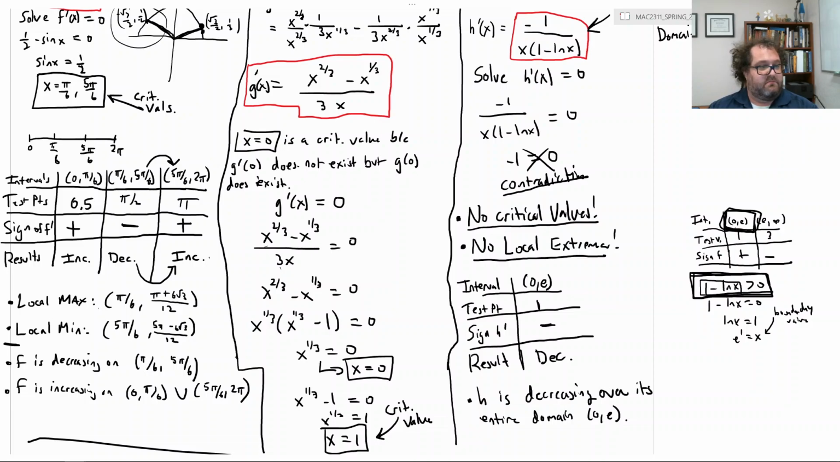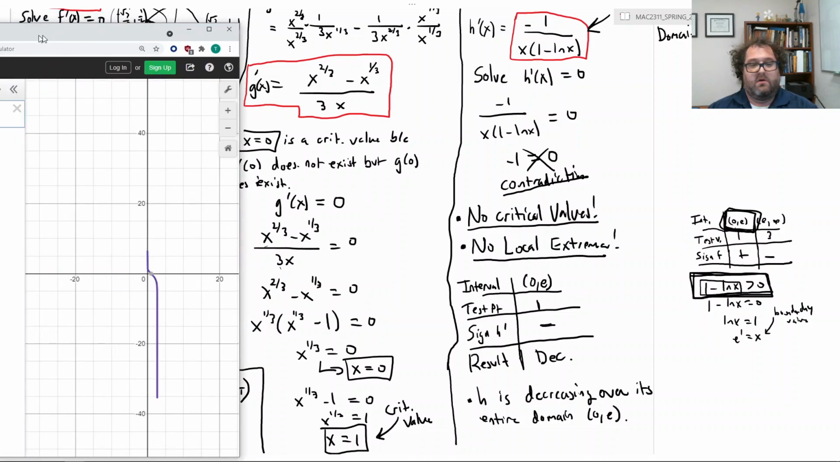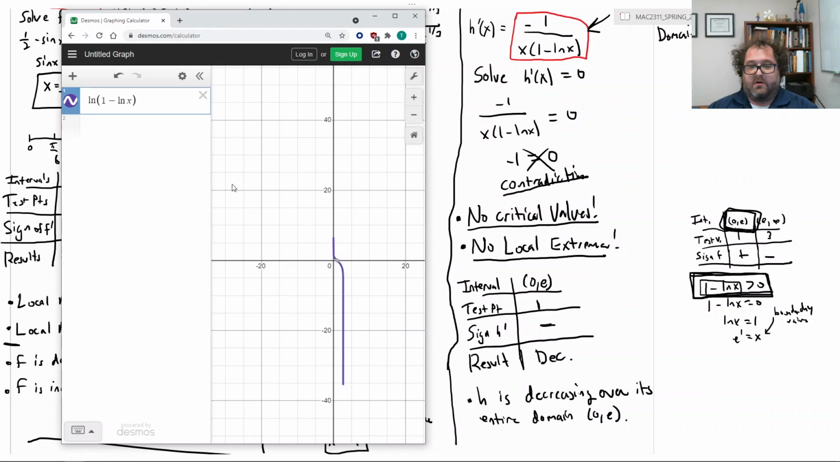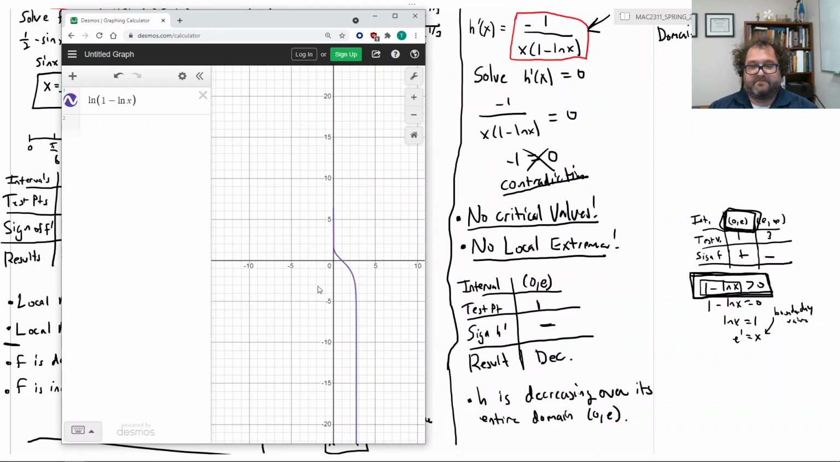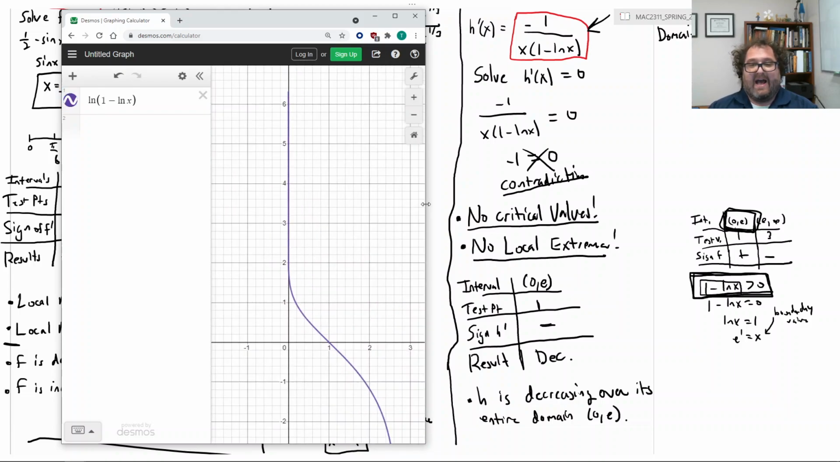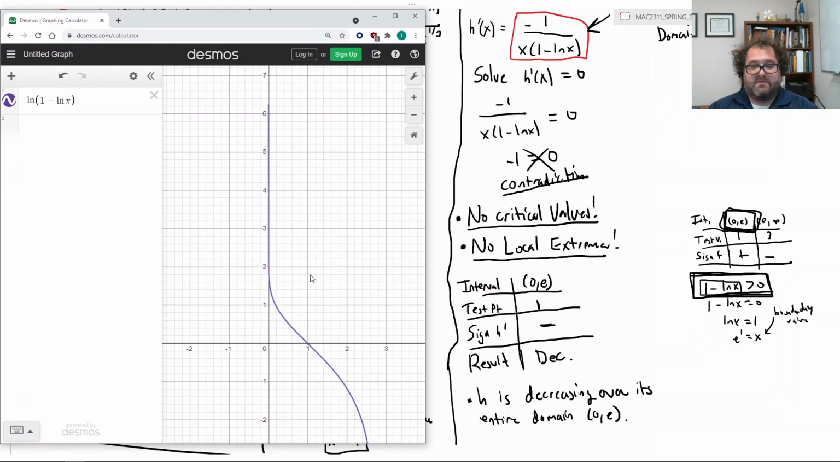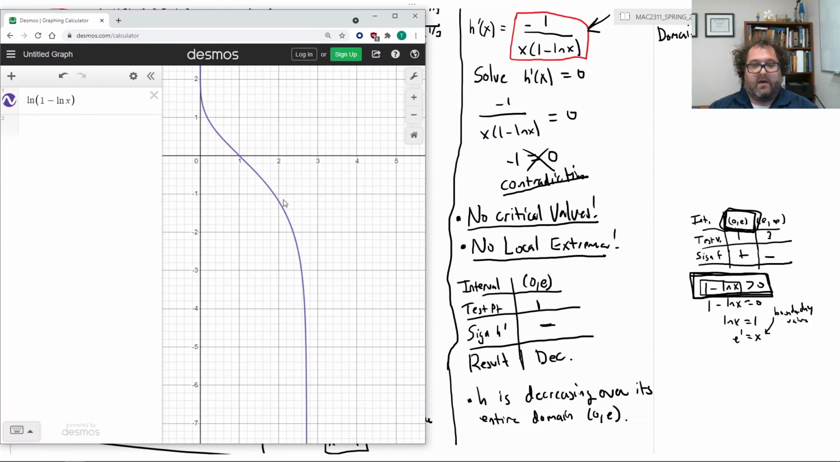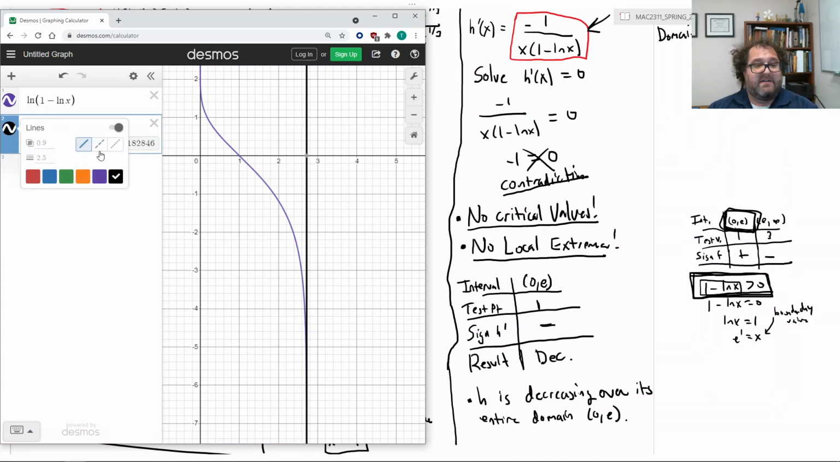Quite the interesting function. Desmos is kind of weird at rendering it, but basically, it's having trouble. There's an asymptote at the origin, and there's an asymptote here. What might this be? X equals e. The right hand side of our domain is an asymptote.